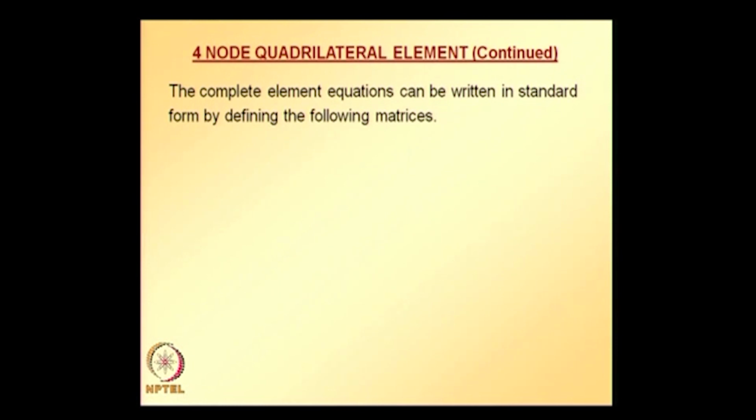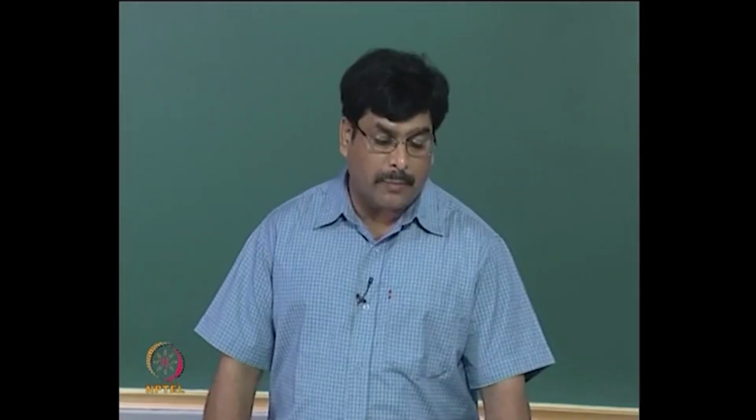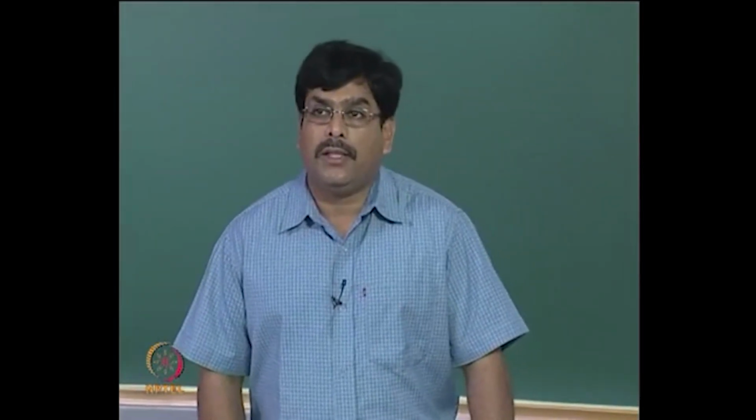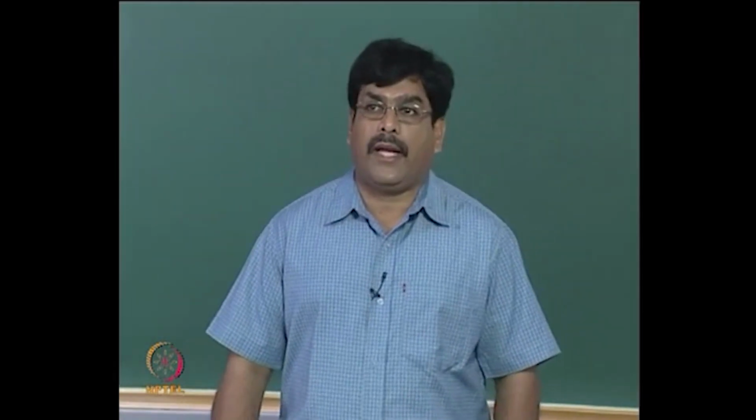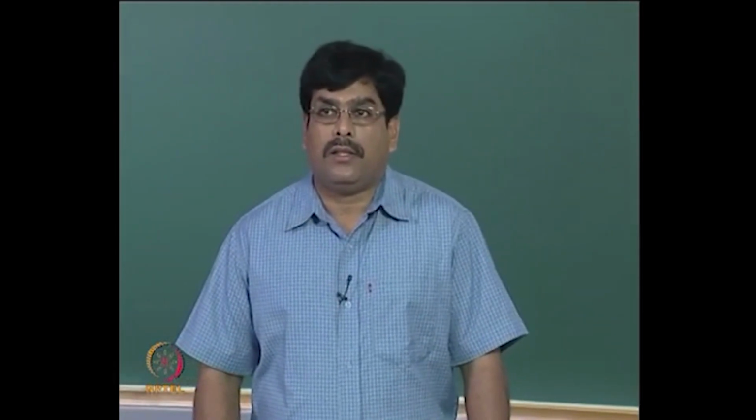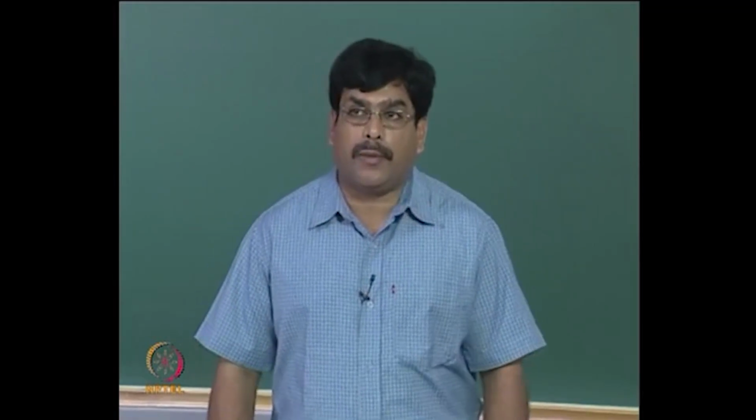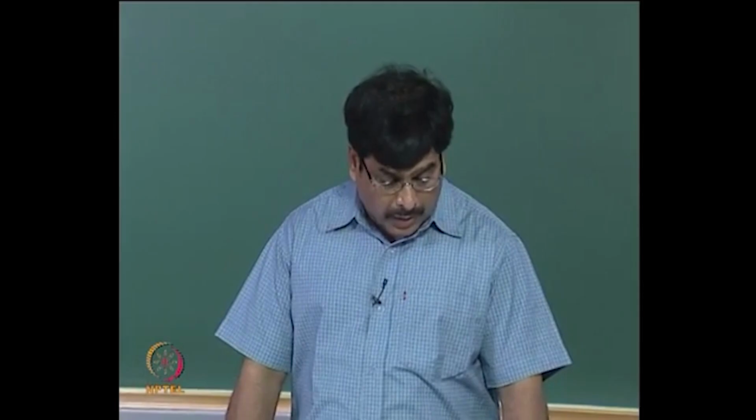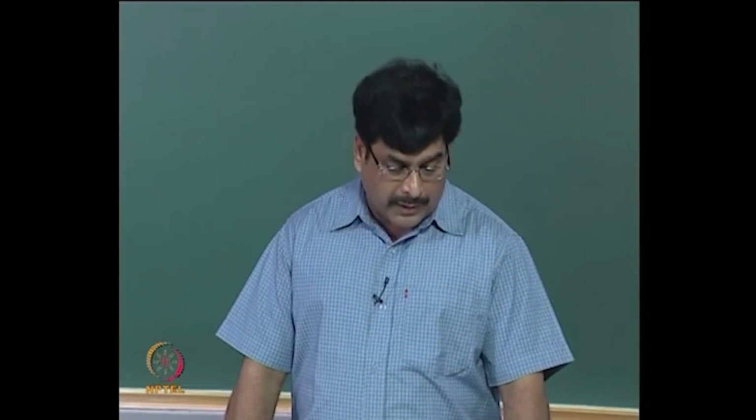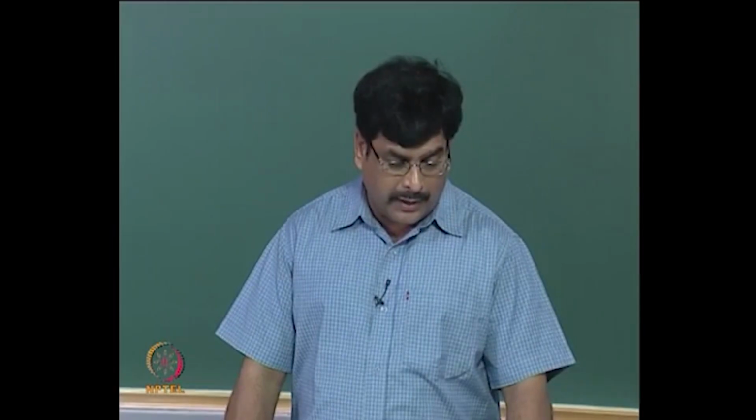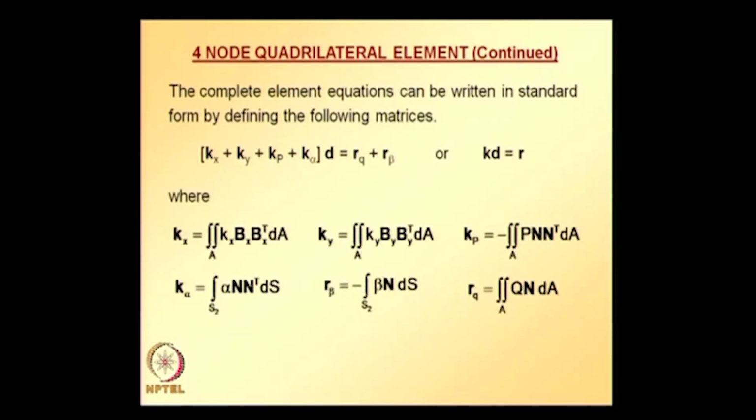And complete element equations can be written in standard form by defining the following matrices. So, the previous equation can be rewritten in this manner: kx plus ky plus kp plus k alpha times d is equal to r Q plus r beta, which can be compactly written as kd equal to r. Here each of these matrices and vectors are defined like this. This is obtained by comparing with the previous equation.